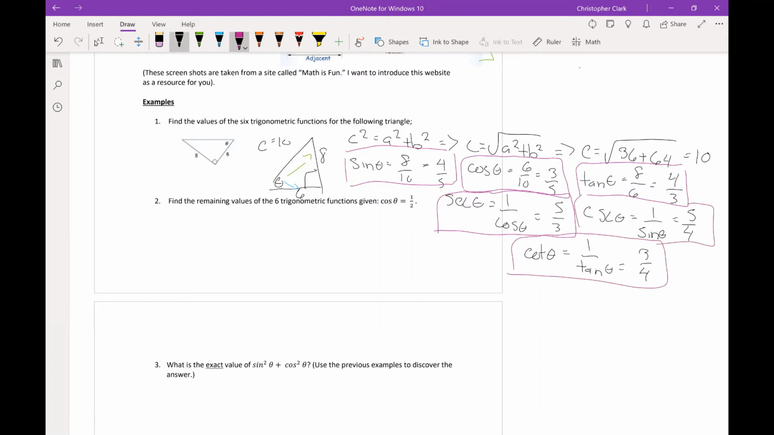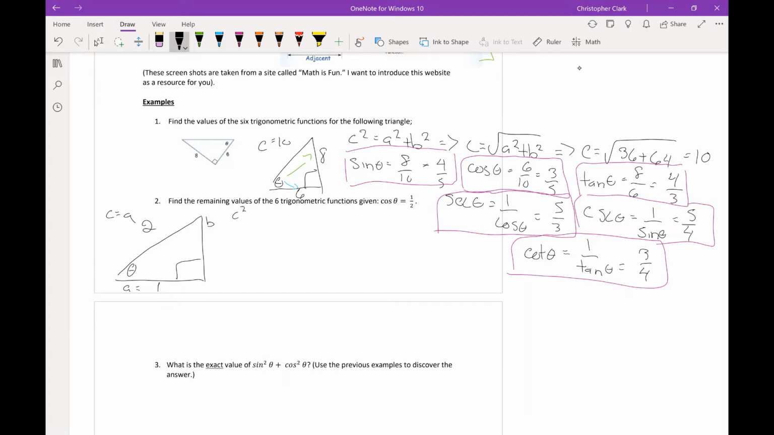All right. So number 2, find the remaining values of the 6 trigonometric functions given cosine equals 1/2. So we're going to do the same thing. We're going to draw our triangle. So this is theta. Now cosine is equal to the adjacent over hypotenuse. So this means that the adjacent is 1 and the hypotenuse is 2. So we'll go ahead and call this C. We'll call this A, and now we're looking for B.